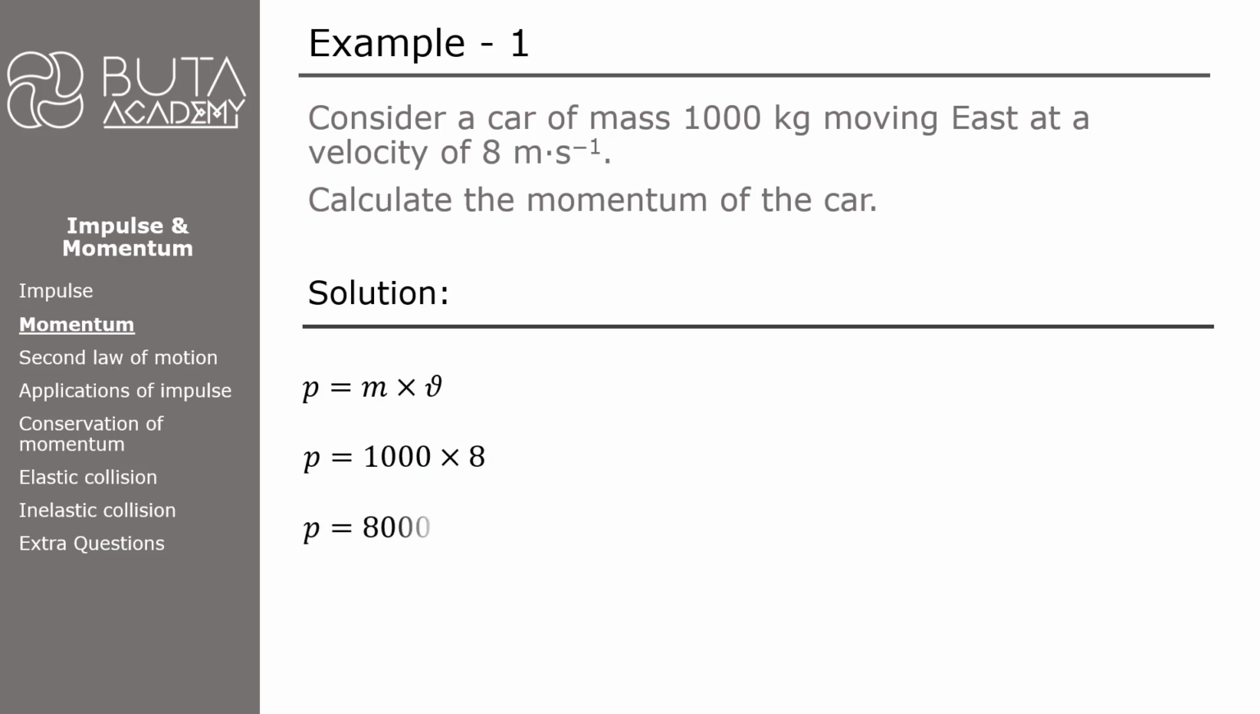Momentum is equal to 8000 kilogram meters per second. We are not done yet, as momentum is a vector quantity, so we have to specify the direction of momentum as well. Momentum of the object is always in the direction of the velocity. Object moves east, so the direction of the momentum is also east.